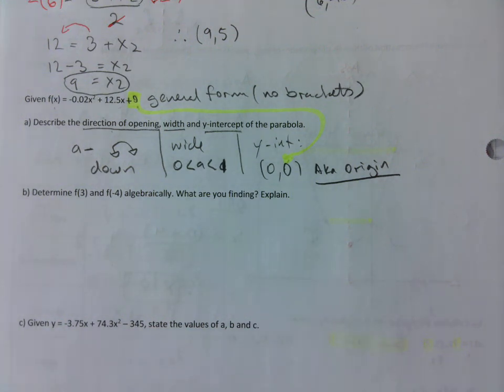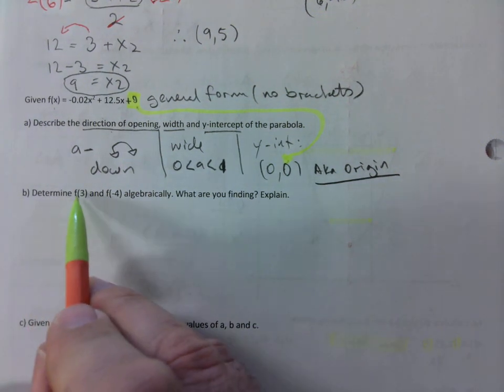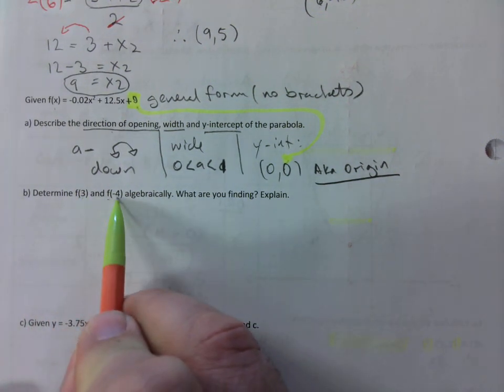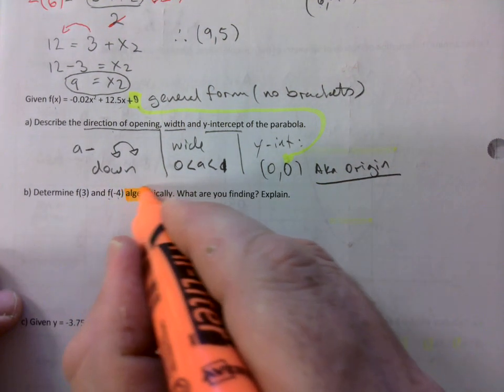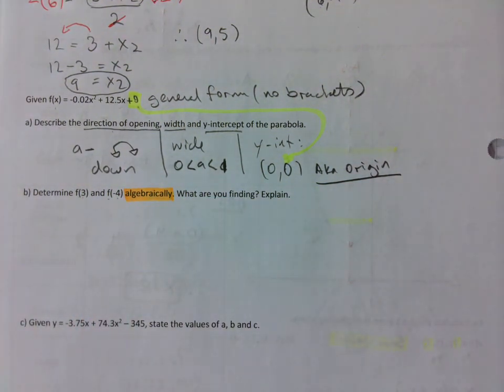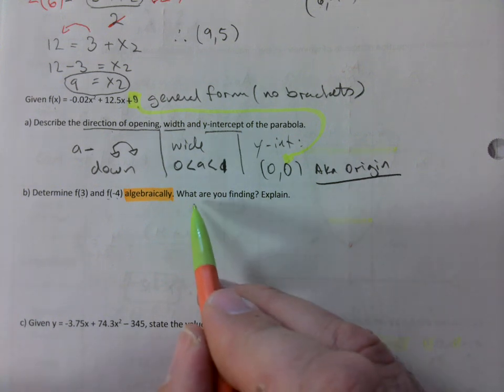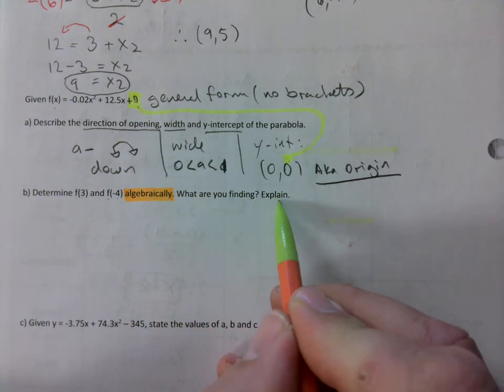Two more questions, and then I'll ask you to do some more graphing and using your calculator, okay? Determine f of 3 and f of negative 4. What is that word there? You almost forgot about it. Algebraically. It means you have to show your steps. You have to show your work. You can't just use your calculator. What are you finding? Explain.